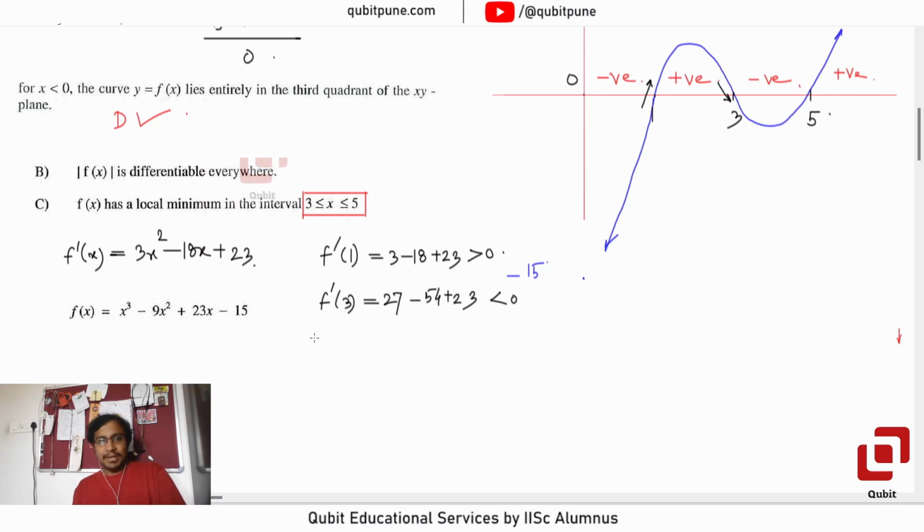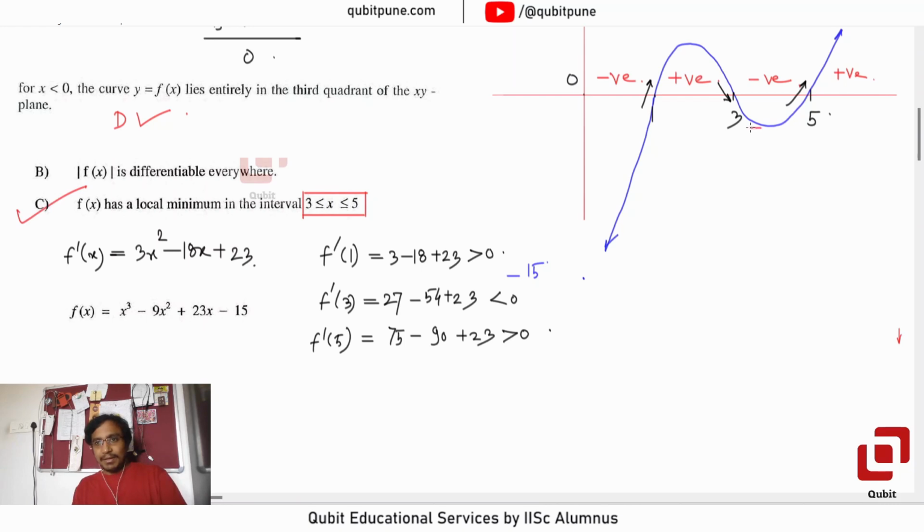And what is happening at 5? It would be 3 into 20, so that is 75 minus 90 plus 23. 75 plus 15 is 90, so this will definitely be positive, which means the function's graph is again increasing there. Which now confirms that between 3 and 5 it has a local minimum, so C is right.